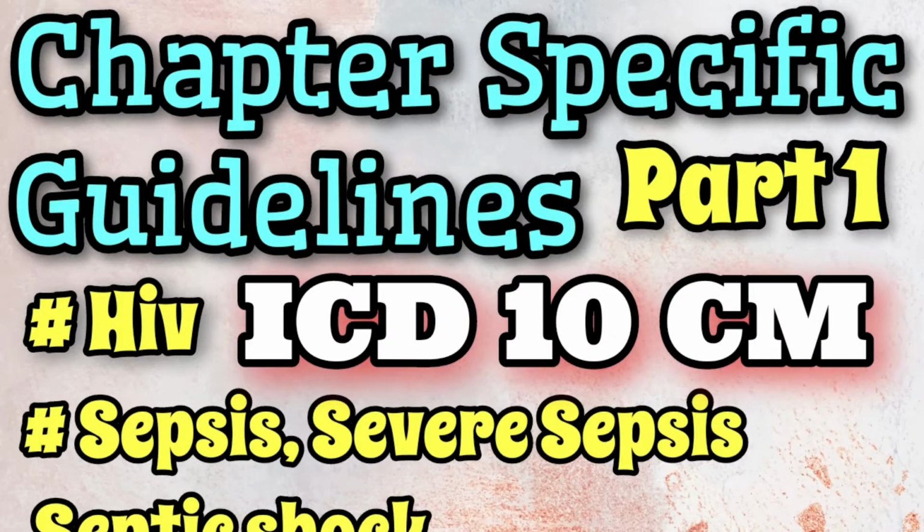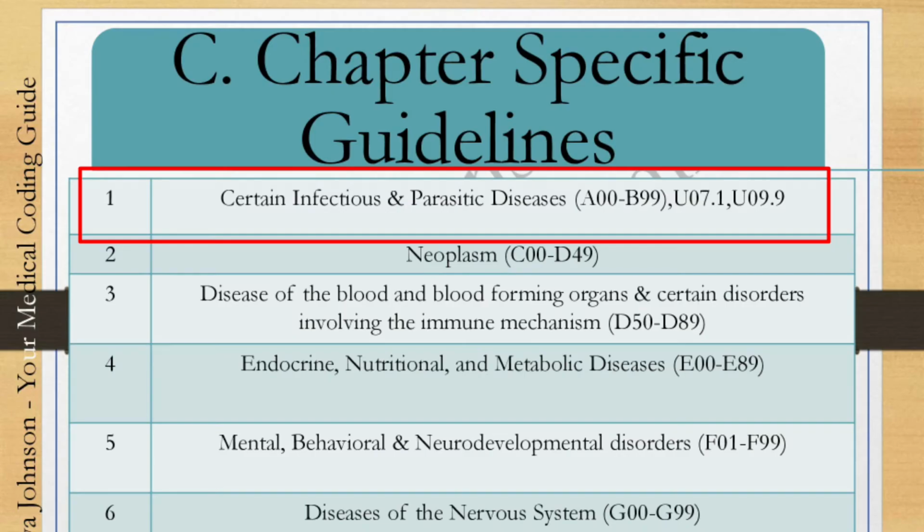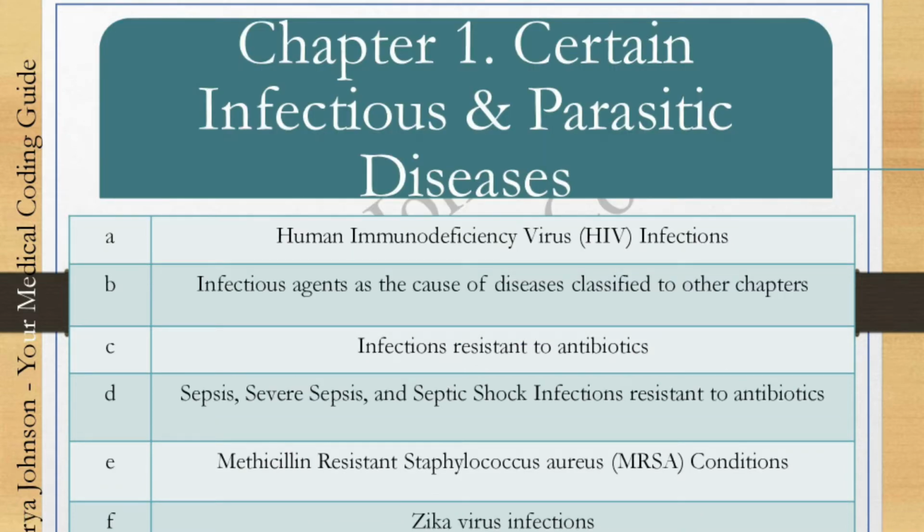In today's video, we'll begin with the first chapter-specific guideline, certain infectious and parasitic diseases. The code sequence starts from A00 to B99, and also includes U07.1 and U09.1. Under this chapter, certain infectious and parasitic diseases, we again have around 7 subheadings.